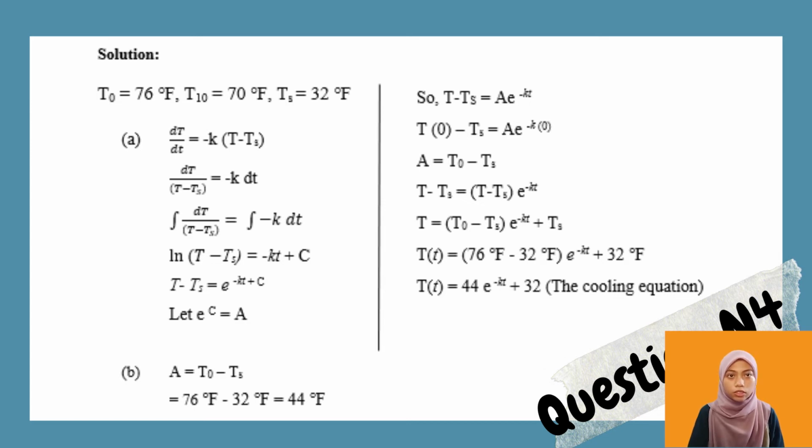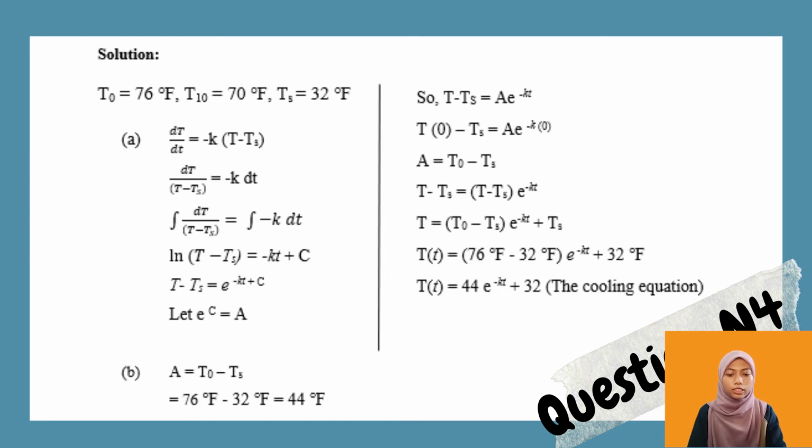After we have derived the cooling equation, we just need to insert the A value and the temperature of the surrounding. The A value here is 76 minus 32, which gives 44 degrees Fahrenheit. That is the value of A, and the temperature of the surrounding is 32. So the final cooling equation is T equals 44 e to the power of negative KT plus 32.